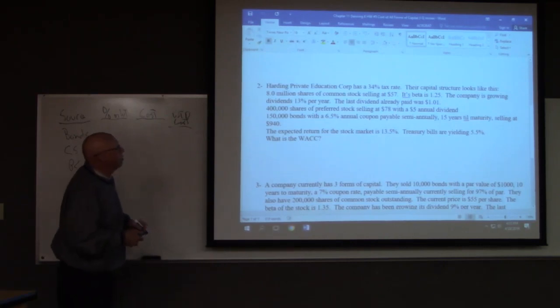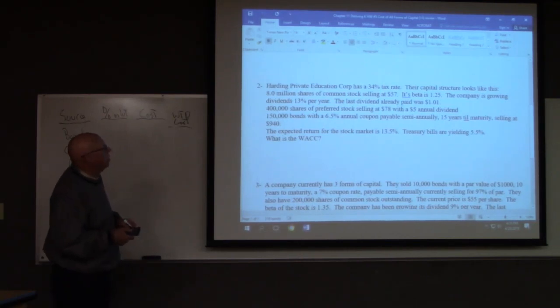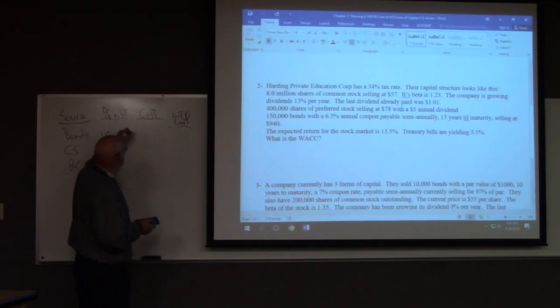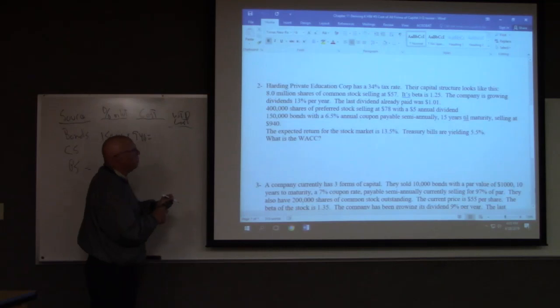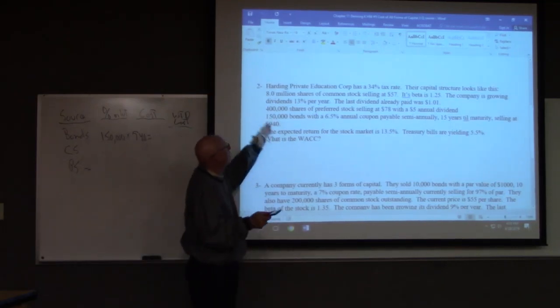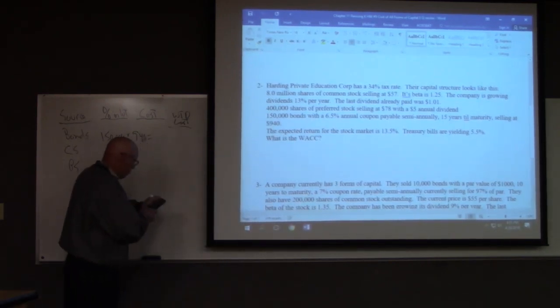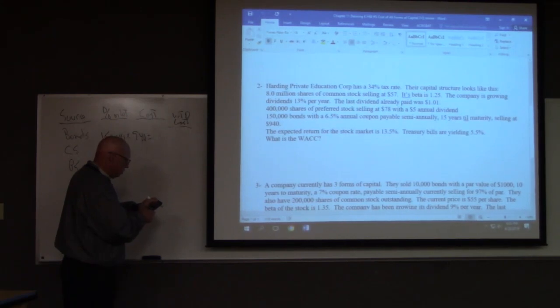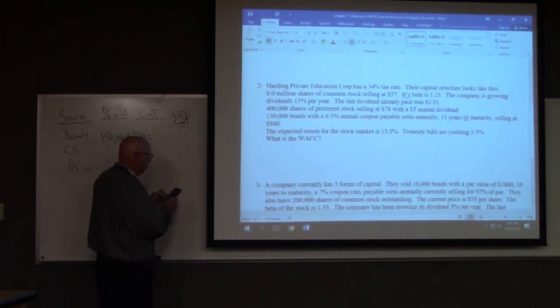All right. So let's find the percentage or weight of each source of capital. We've got common stock, preferred stock, and bonds. Let's do the bonds first. We have 150,000 bonds times $940. Let's clear our calculators out. Remember, it is the number of securities times the market price of the security, not par value, market price. So 150,000 times 940 is 141 million.